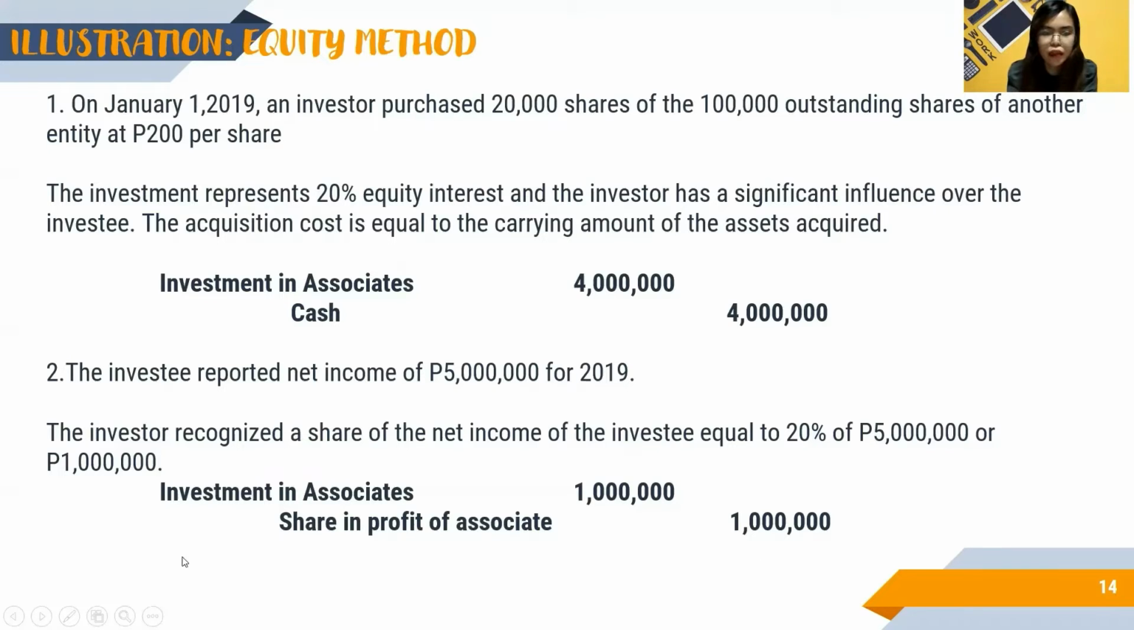So, paano mo siya i-entry? So, debit to investment in associate na 1 million and then credit to share in profit of associate na 1 million. Paano nakuha yung 1 million ulit? 20% times 5 million. So, dito, nag-increase yung value ng investment in associate mo kasi nag-earn yung investee mo.